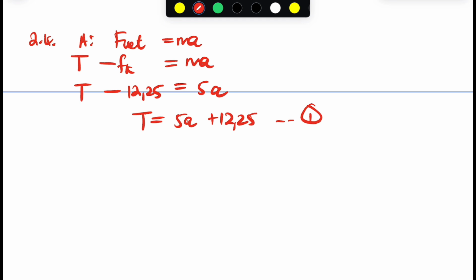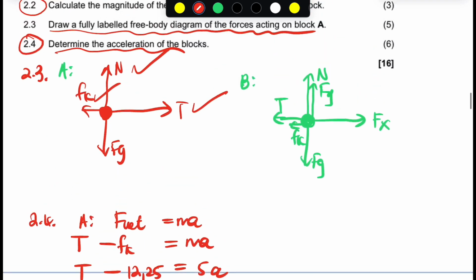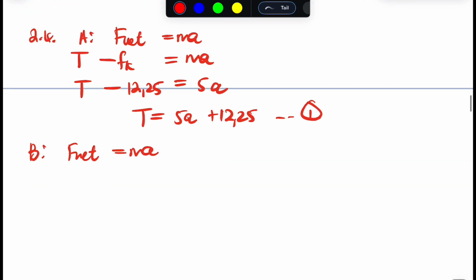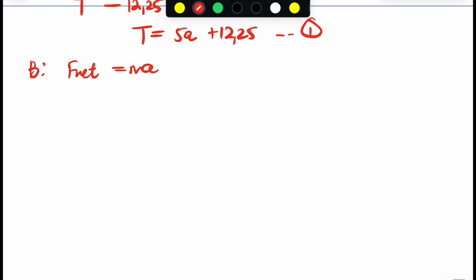Now let's go to B. For B we say F net is equal to ma. What are the forces acting on B? Here are the forces that are acting. We have a negative tension and a negative friction there, right? And the positive Fx, right? Let's start with the Fx. We'll say Fx is positive and minus Fk minus tension is equal to ma. I hope it makes sense by that.